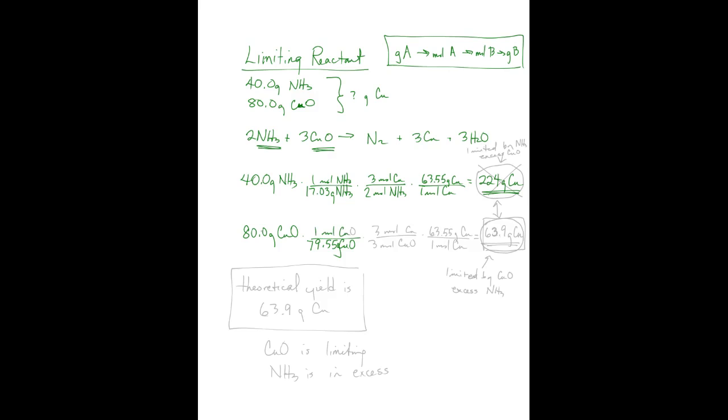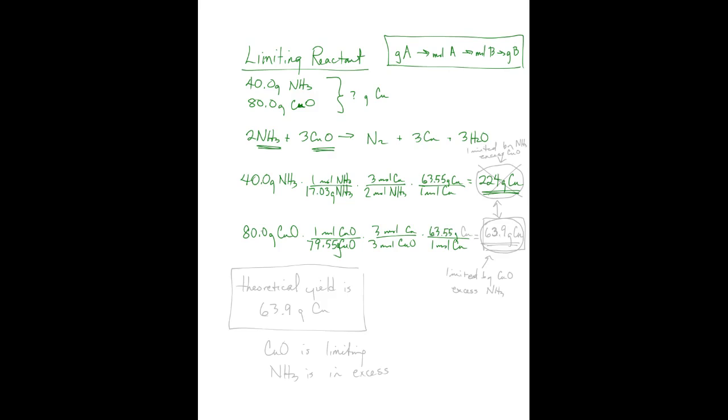So now I've translated into mole language so that I can look at the balanced equation, and it tells me that if I have 3 moles of copper 2 oxide, I will get 3 moles of copper out. It's a 1-to-1 ratio. It's important to put that in there, though, because that ratio is not the same as the one for the other reactant. So we have to be sure that we always look at our ratios.